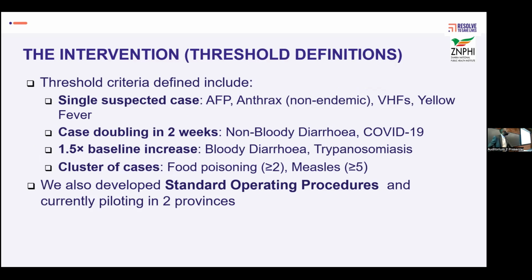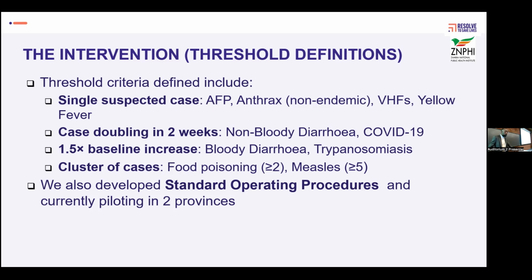We also, using a participatory approach, reviewed and defined thresholds for pre-selected conditions. We applied a single suspected case threshold to acute flaccid paralysis, AFP, anthrax in non-endemic areas, viral hemorrhagic fever, as well as yellow fever. We applied a doubling of cases in 2 consecutive weeks to non-bloody diarrhea and COVID-19, and we applied the 1.5 baseline increase over a 3-week baseline to bloody diarrhea and trypanosomiasis.